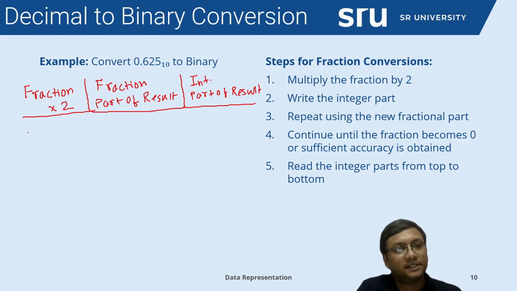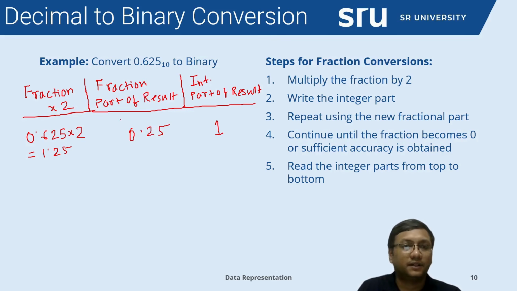So the first step is, what is the given fraction? 0.625. So 0.625 into 2. What will be the result? The result will be 1.25, right? Now what will be the fraction part? Definitely 0.25 is the fraction part. And what is the integer part? Definitely 1 is the integer part.